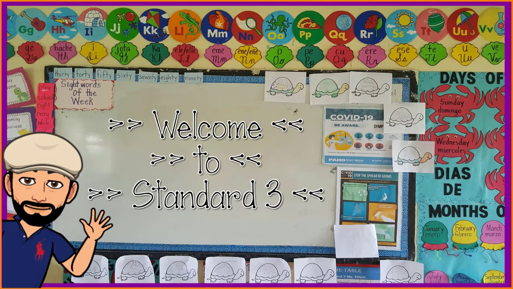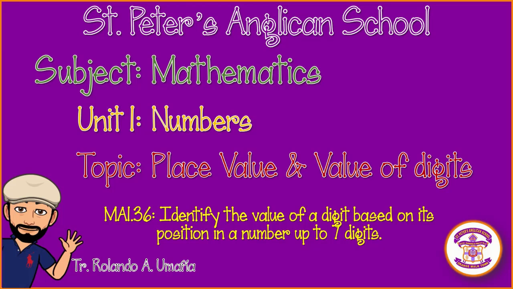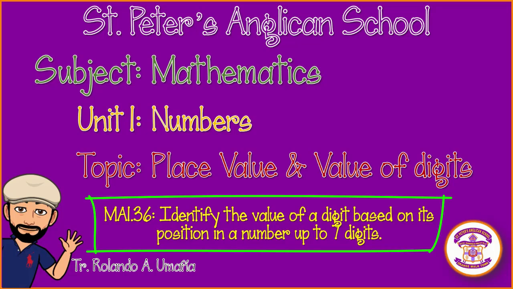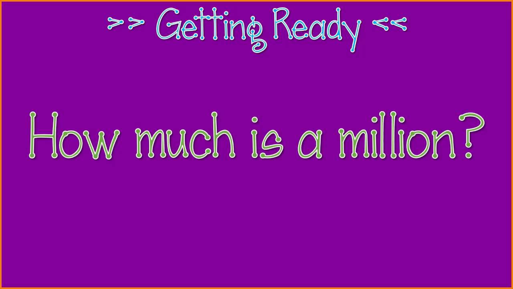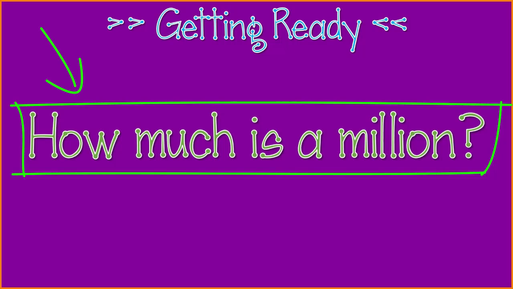In today's lesson, we're looking at Unit 1, Numbers, and the topic is Place Value and Value of Digits. We're looking at the learning outcome where you will be able to identify the value of digits based on its position in a number up to 7 digits. To begin our lesson, I want you to think of this question. How much is a million? Think about it. How much is a million?